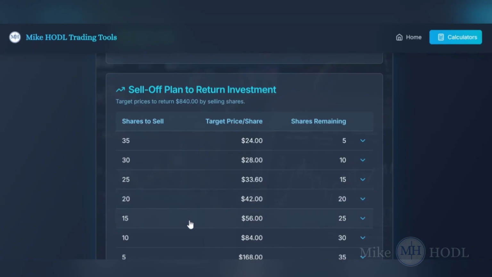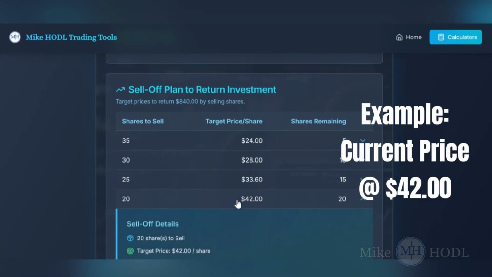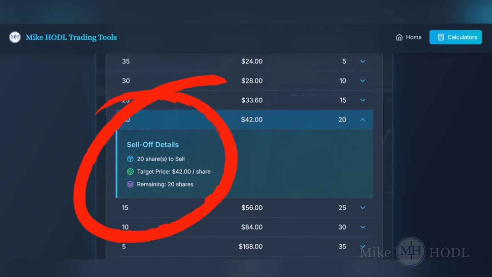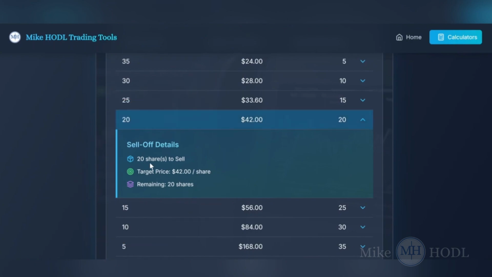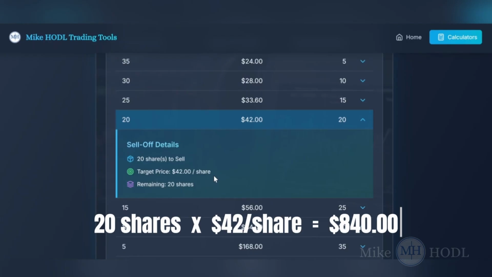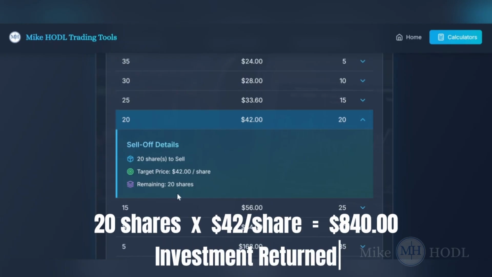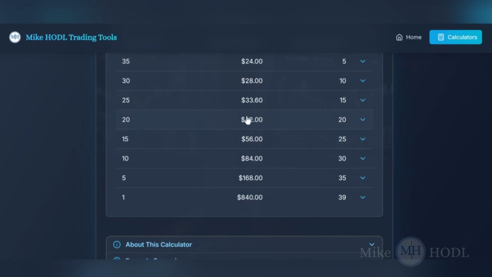So if the share price went up to $42, we would come here, we would click. It says we need to sell 20 shares. The target price would be $42 per share in order to do this, and that would leave us a remaining position of 20 shares. And you can always double-check these calculations to be sure you're getting a majority of your money back, if not all, and sometimes profit.